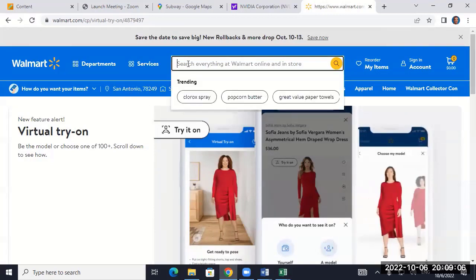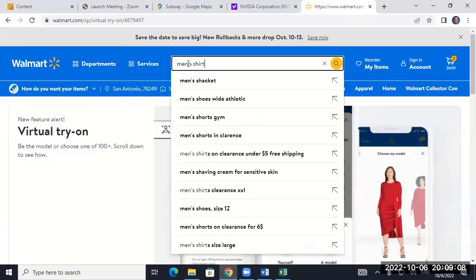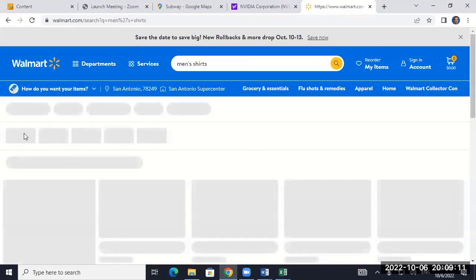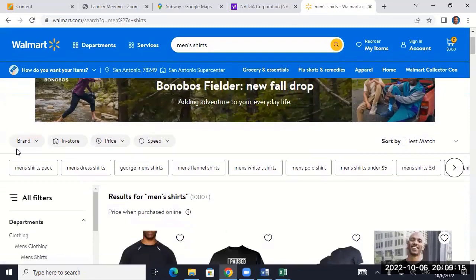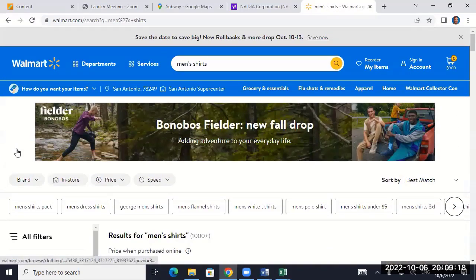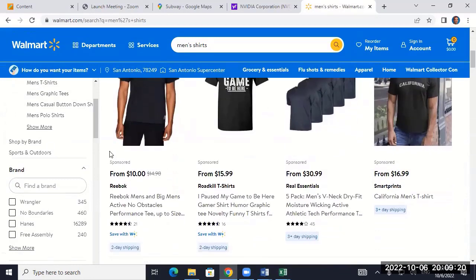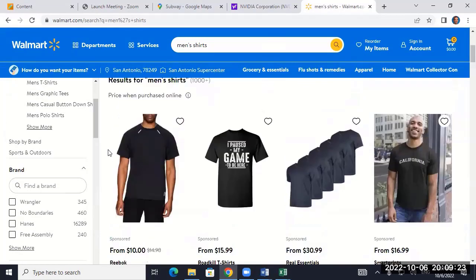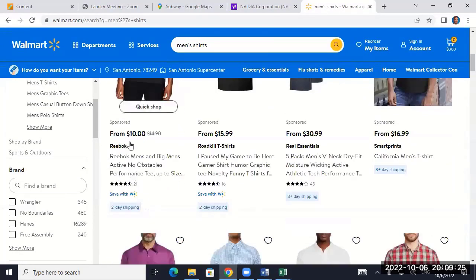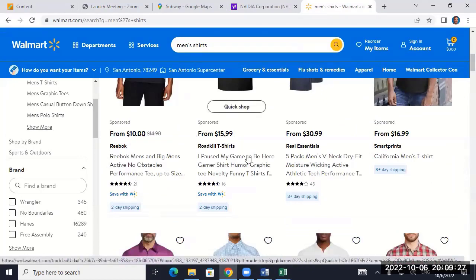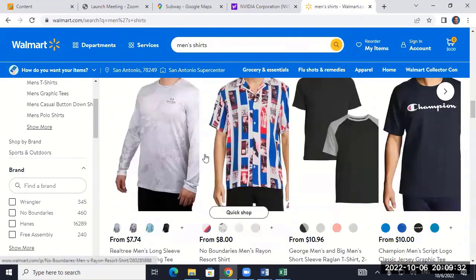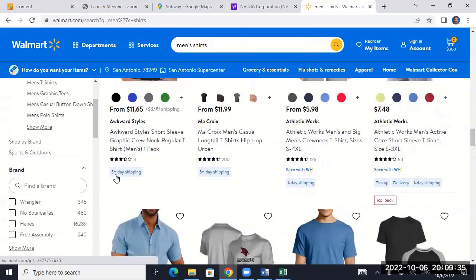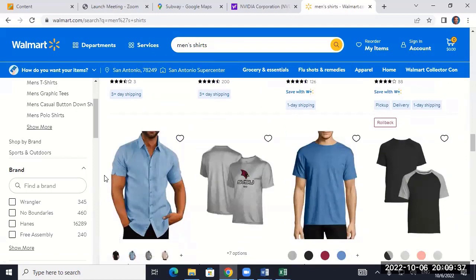Men's shirts. Do they have a try it on for that, or do guys not care? That way nobody has to know that you bought it. Yeah, I don't see a try it on there. Reebok for $10. So a lot of cheap stuff. Roadkill t-shirts. I don't know. Have y'all been buying from their website? And how did they get you there? What's the incentive to get you there?